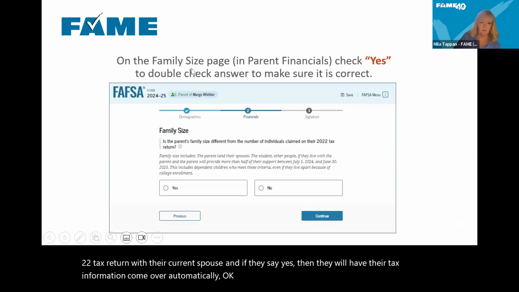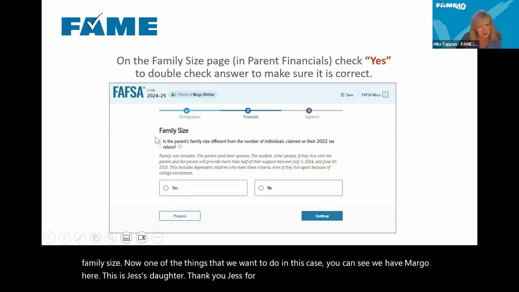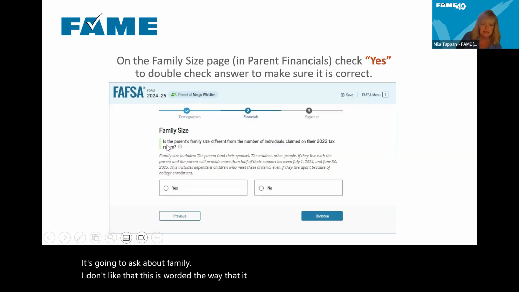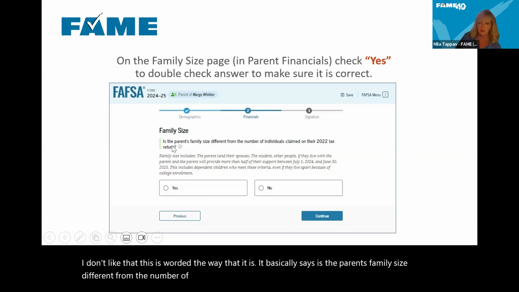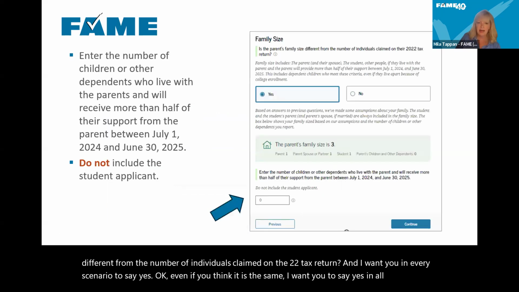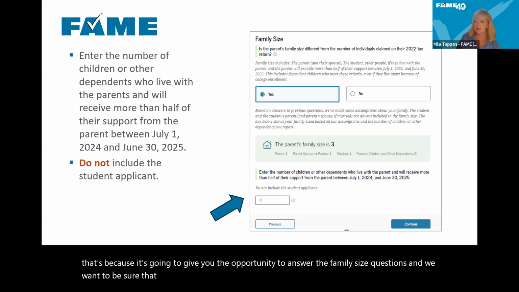Then they are going to see some questions about family size. Now, one of the things that we want to do in this case, you can see we have Margot here. This is Jess's daughter. Thank you, Jess, for doing the FAFSA and getting us screenshots. It's going to ask about family size. I don't like that this is worded the way that it is. It basically says, is the parent's family size different from the number of individuals claimed on the 22 tax return? And I want you in every scenario to say yes, okay? Even if you think it is the same, I want you to say yes in all cases. And that's because it's going to give you the opportunity to answer the family size questions. And we want to be sure that the family size is correct.